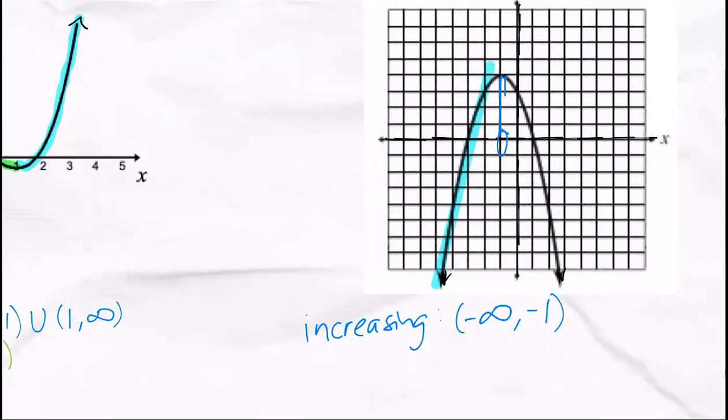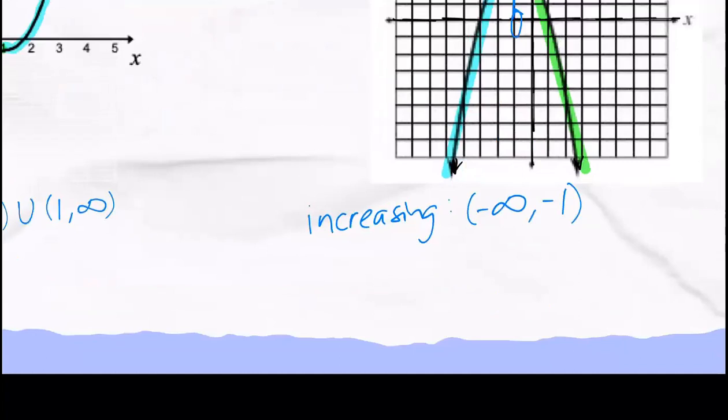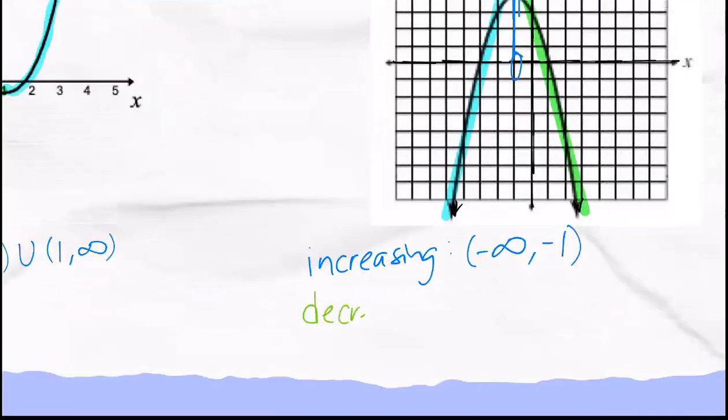Let's see what happens after that. At -1, then I start falling, falling, falling. The arrow tells me I am going down forever, and that's going to keep going to the right forever. So for all the rest of my x values, from -1 all the way to positive infinity, it looks like I would be decreasing. So decreasing would be from that point at -1 all the way to infinity.